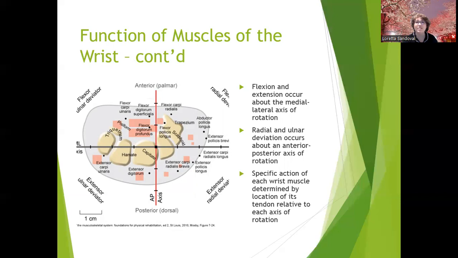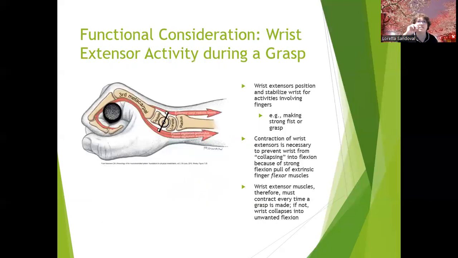So flexion and extension occur about the medial lateral axis of rotation. Radial and ulnar deviation, anterior posterior axis of rotation, totally makes sense. The specific action of each wrist muscle is determined by the location of its tendon relative to the axis of rotation. It just makes all sorts of sense.